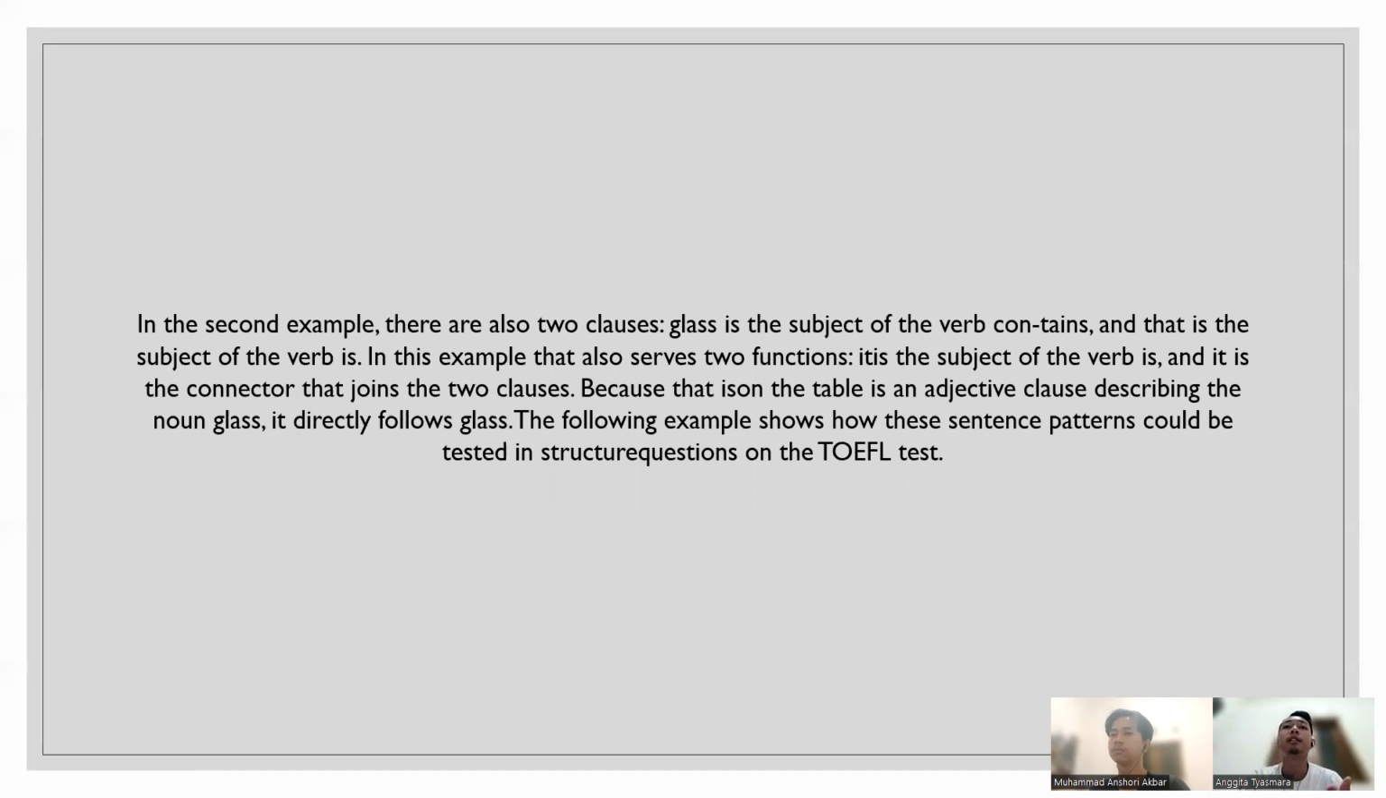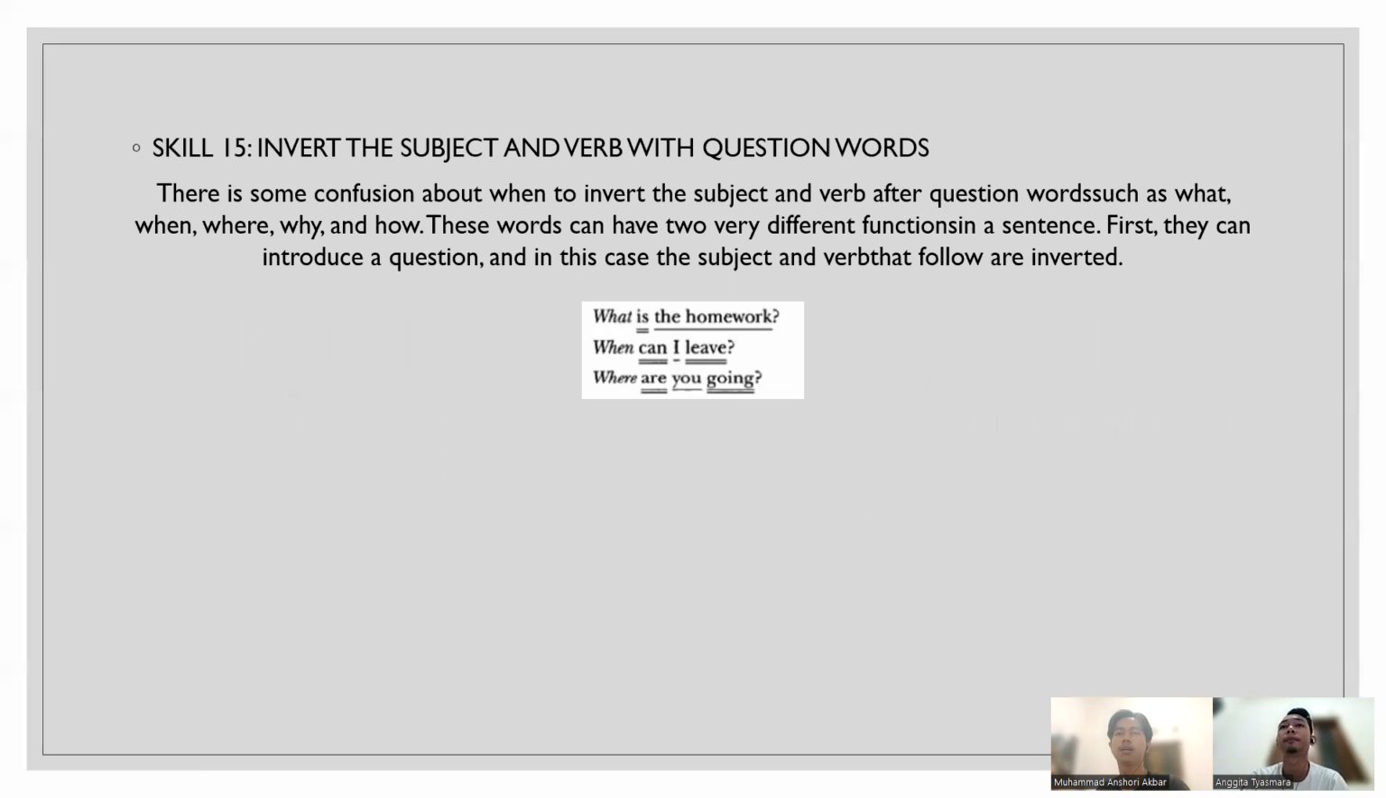The following example shows how these sentence patterns could be tested in structured questions on the TOEFL test. Right.